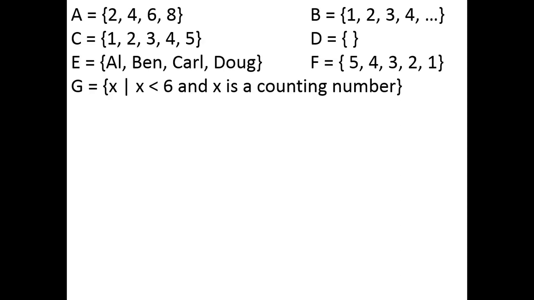Now this may look a little bit strange. This is something called set builder notation. And set builder notation is a way of describing sets in what's considered a more mathematical way. So the way you would read this is that set G equals the set of all x such that x is less than 6 and x is a counting number.